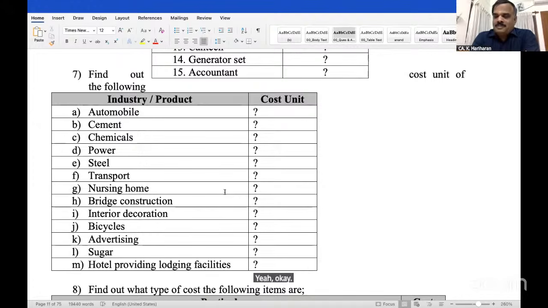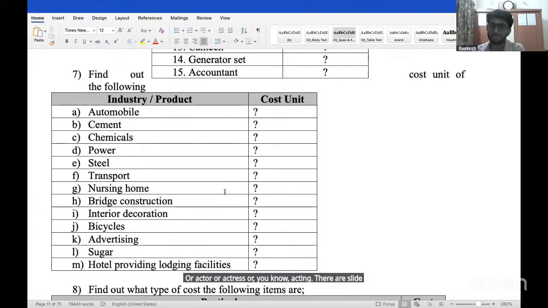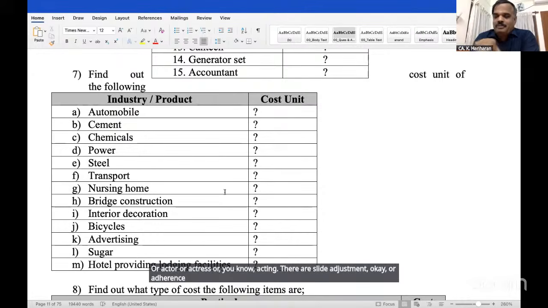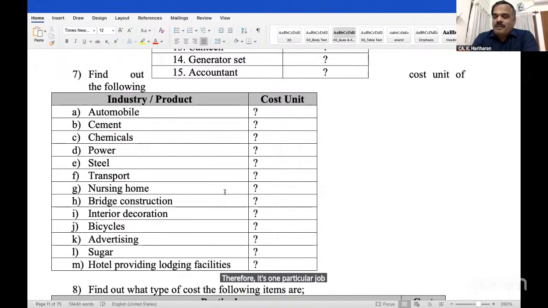Voice alone, or an actor or actress giving acting. There are slide advertisements, or advertisements on radio Mirchi, or in the newspaper. Therefore, it's one particular job. Based on the job, you have to charge for a particular job.